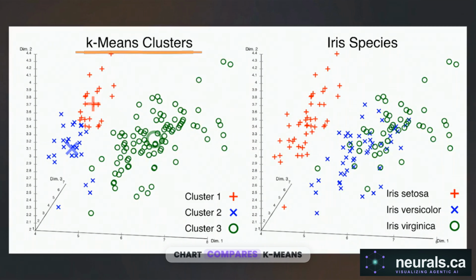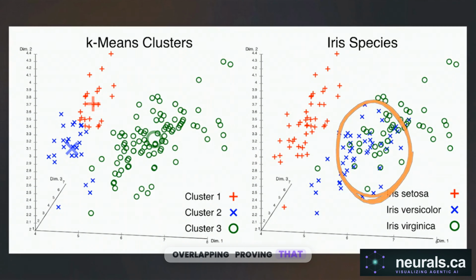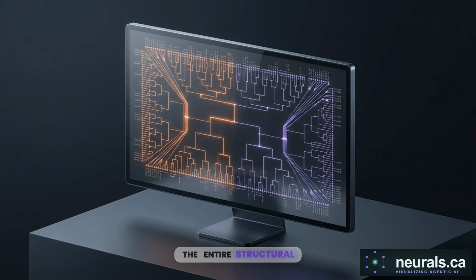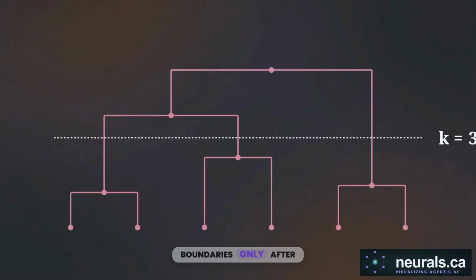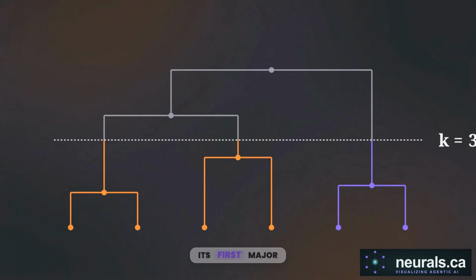This chart compares k-means clusters on the left against actual iris flower species on the right. The true classifications are messy and overlapping, proving that perfect, evenly spaced boundaries rarely exist in nature. Because of that messy reality, the tree itself becomes the final deliverable. It lets you read the entire structural map first and decide exactly where to draw your boundaries only after you see the full picture. That gives agglomerative clustering its first major advantage.